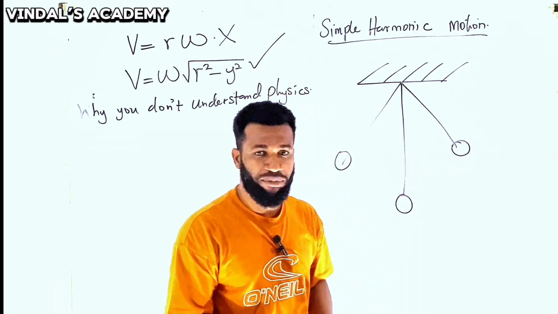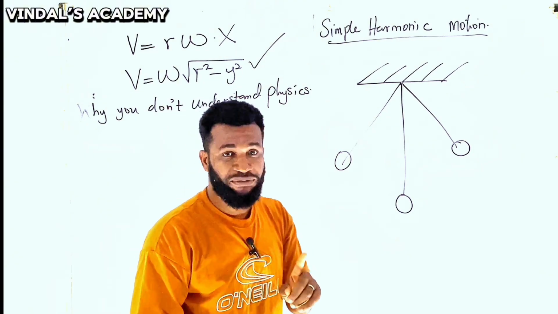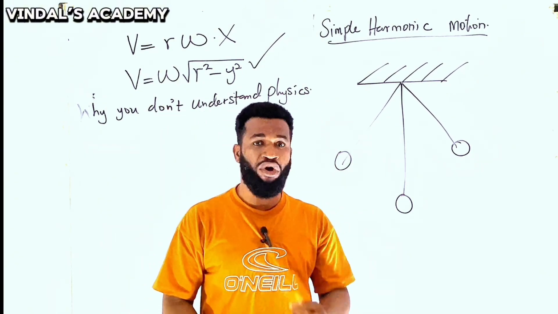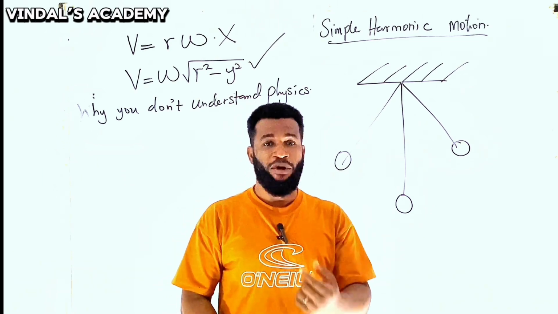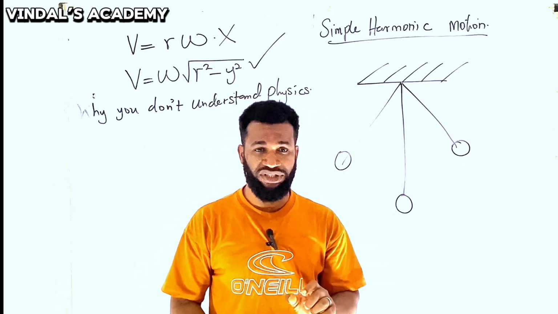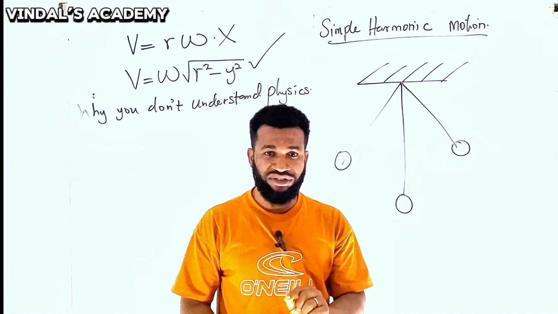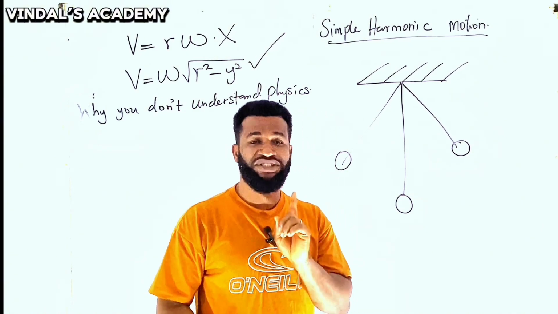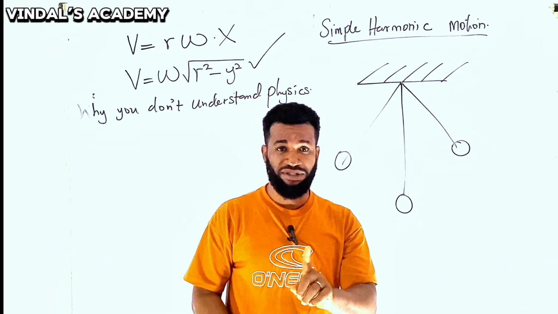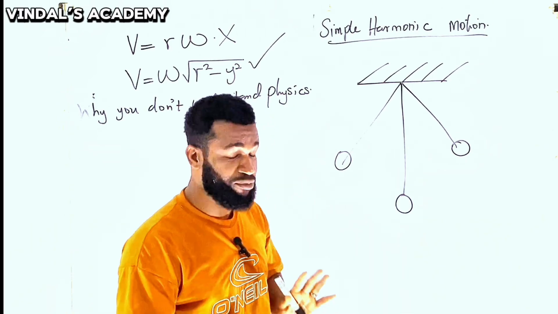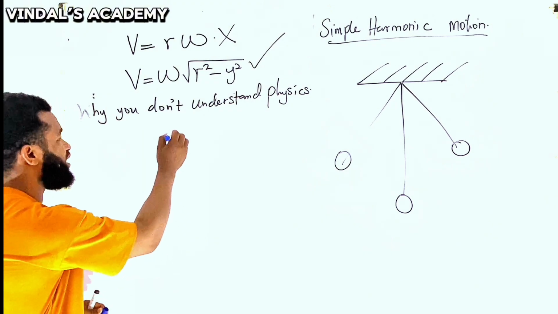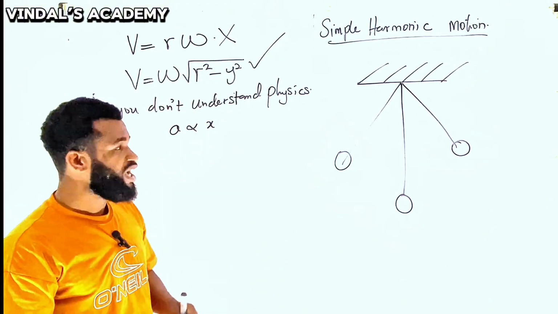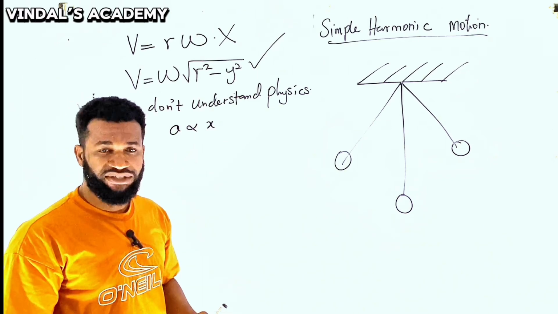So what is simple harmonic motion? Simple harmonic motion is defined as the motion, the to and fro motion, vibratory or up and down motion, or oscillatory motion of a body on a straight line, such that, that is the point, such that its acceleration is directly proportional to its displacement. Number one condition that makes it simple harmonic motion is that acceleration is directly proportional to what? Its displacement. I'm going to be telling you what displacement is in this case.